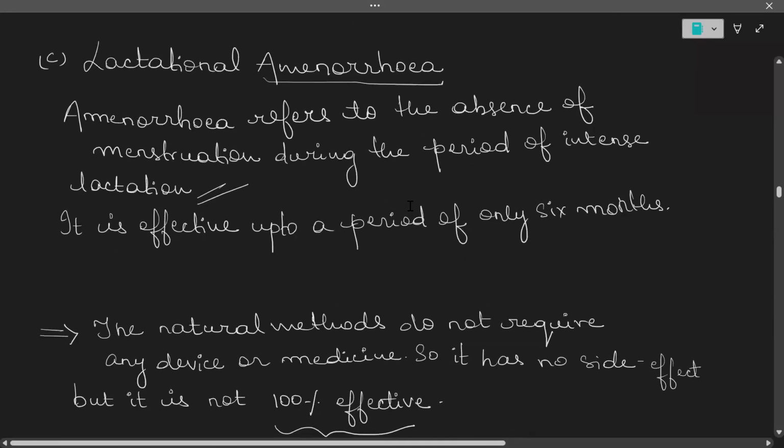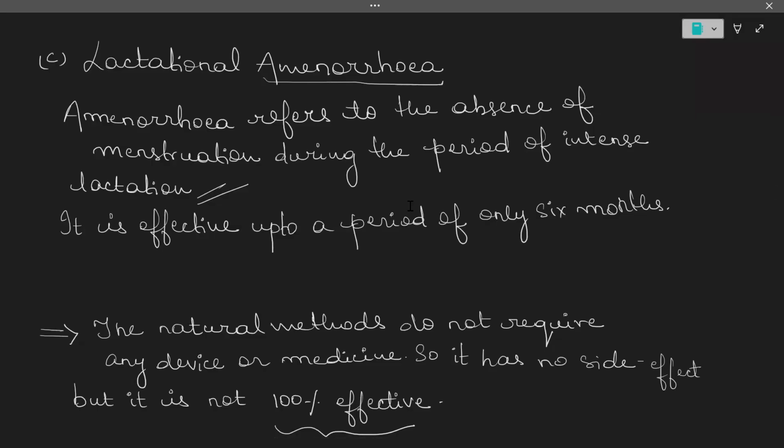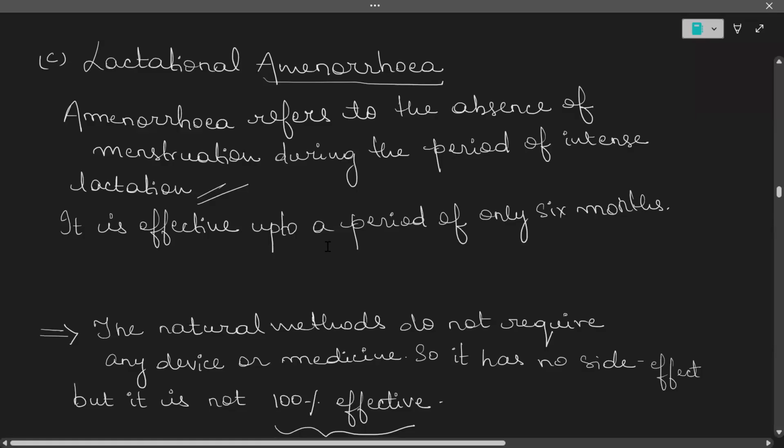After that, we have lactational amenorrhea, which is the third and last natural method. Amenorrhea means no menstruation taking place. So when the female is exclusively breastfeeding the kid, during that time she does not have any menstruation period. Here it is for 6 months that she will not get her periods, because of which she will not be ovulating. As a result, this can be a natural method of contraception.